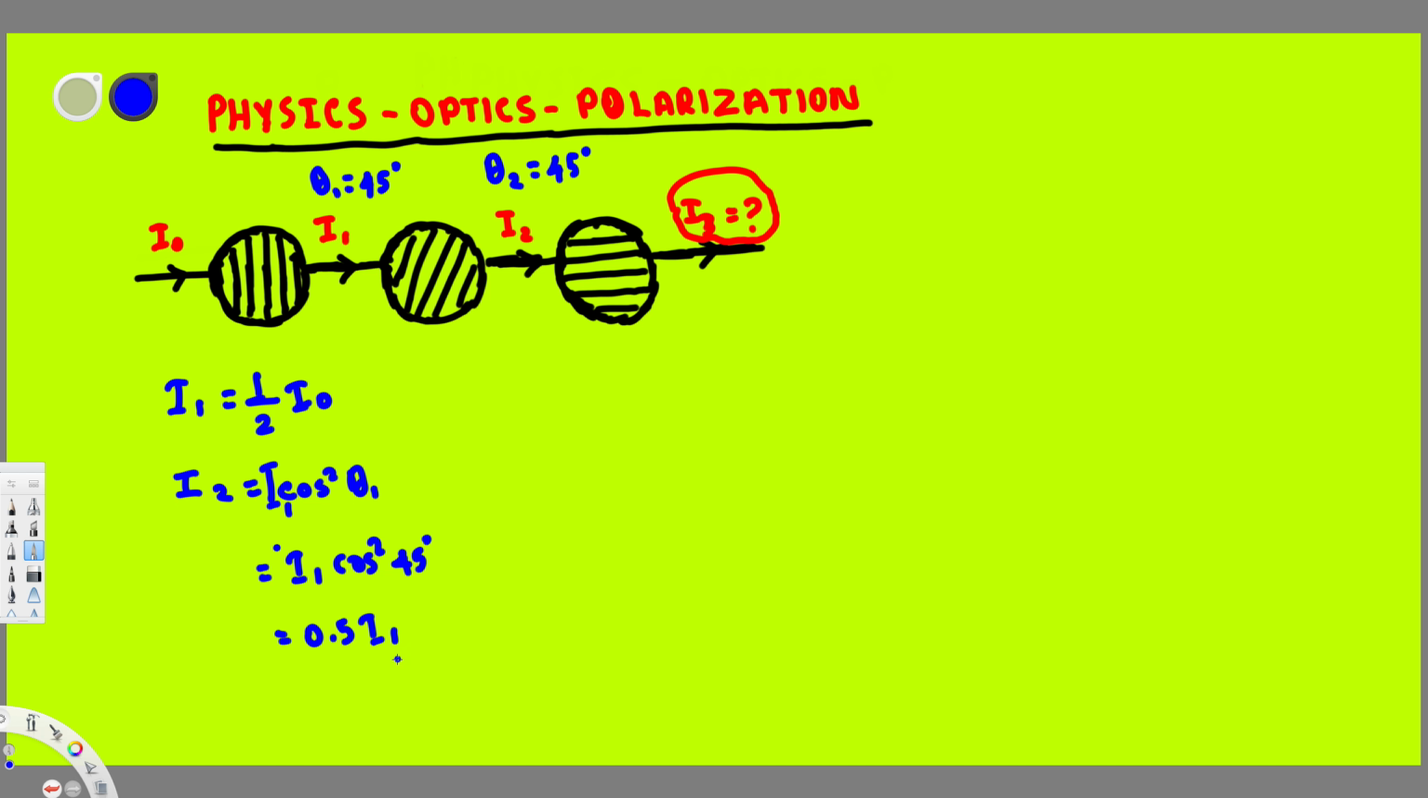Now if you want to write this one in terms of I naught, again we know that I1 is going to be half of I naught, so we can replace this I1 with 0.5 I naught. So that's going to give us 0.5 times 0.5 I naught, and if you calculate this one you will end up with 0.25 I naught. Now the question is asking for the I3, right? So we have to do this again.